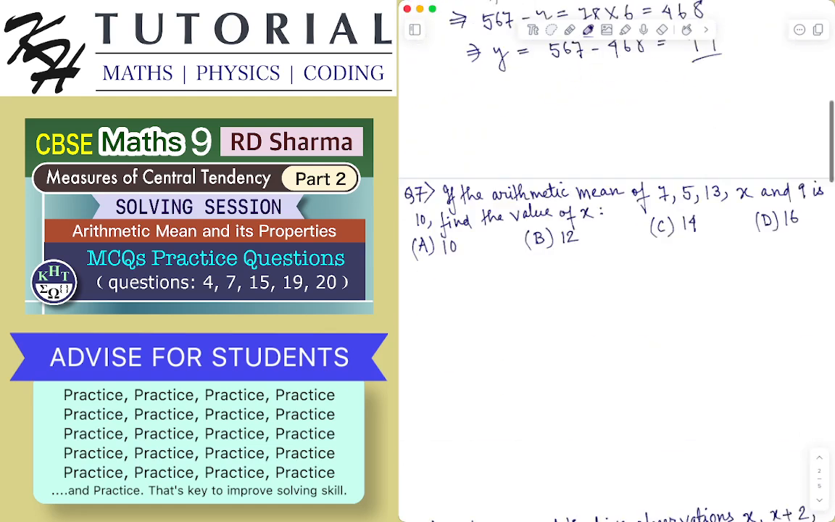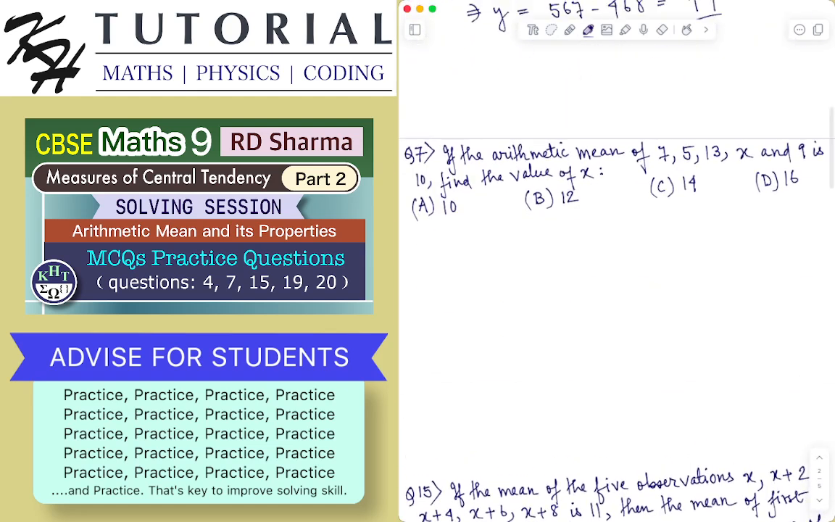Okay, let's see the next problem. Question number 7: if the arithmetic mean of 7, 5, 13, x and 9 is 10, find the value of x. So we know that x bar for the numbers 7, 5, 13, x and 9 will be the sum of the observations.